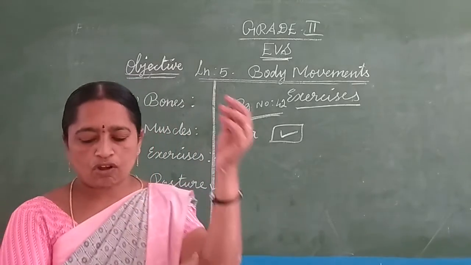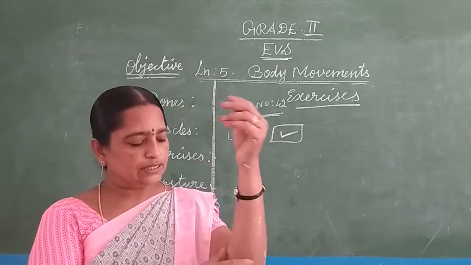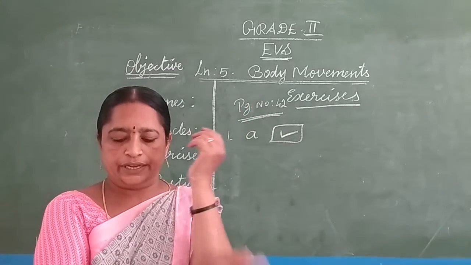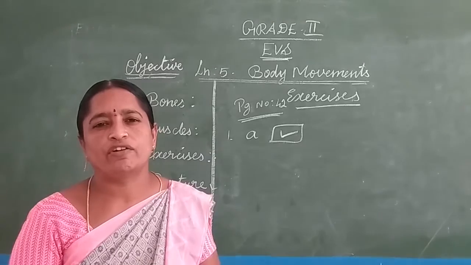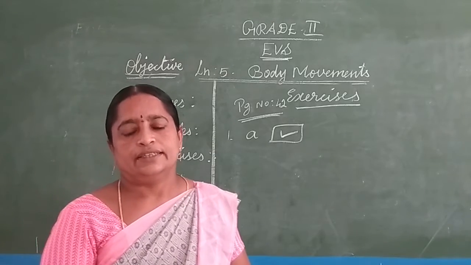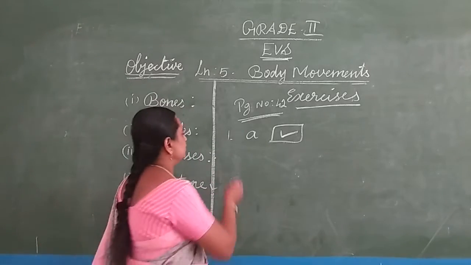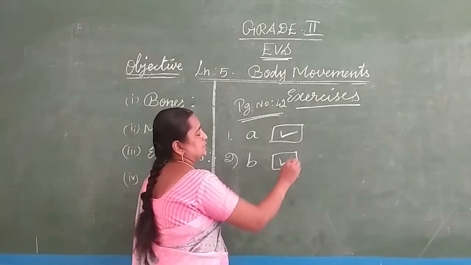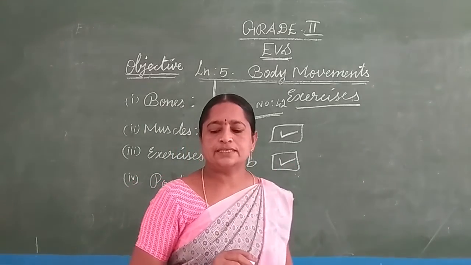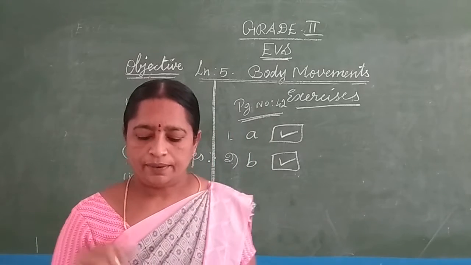Then the second question: which is the soft part of our body, bones or muscles or joint or limbs? Which is the soft part? Yeah, very good. B is the second one. B is the muscles. Okay, muscles are the soft part of our body.